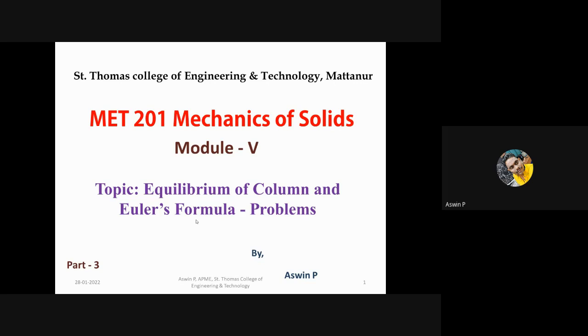In the last class, we discussed Euler's formula. Do you remember that crippling formula for critical load? That is, P_cr is equal to pi squared EI divided by L_e squared. That's the equation, or Euler's equation.